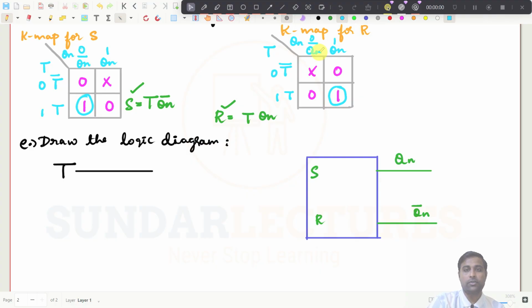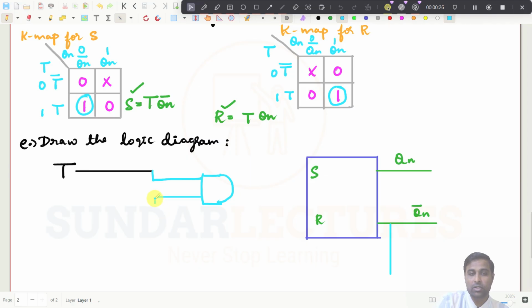So what do we need to do now? We need to take the T input, and then we have to multiply that with Qn bar. So I have to draw an AND gate here. This is my AND gate, and I have to give this input as T here, and I have to take this Qn bar, right? So this Qn bar has to be given to this one through like this.